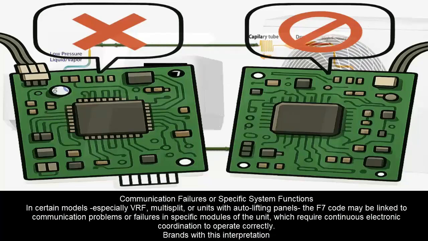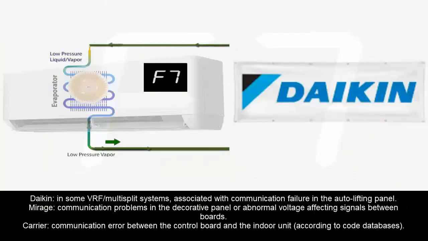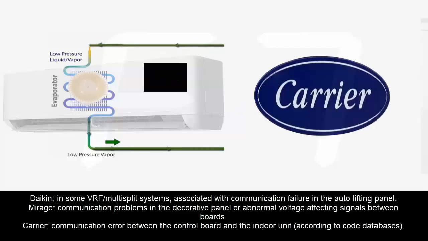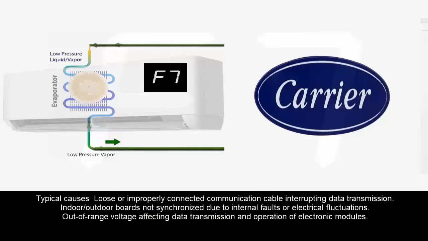Brands with this interpretation. Daikin, in some VRF multi-split systems associated with communication failure in the auto-lifting panel. Mirage, communication problems in the decorative panel or abnormal voltage affecting signals between boards. Carrier, communication error between the control board and the indoor unit, according to code databases.